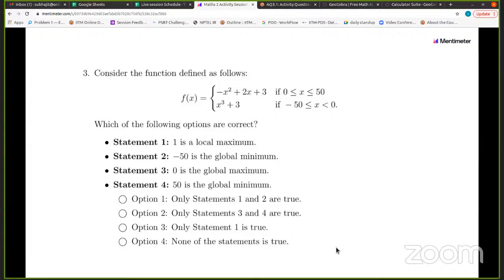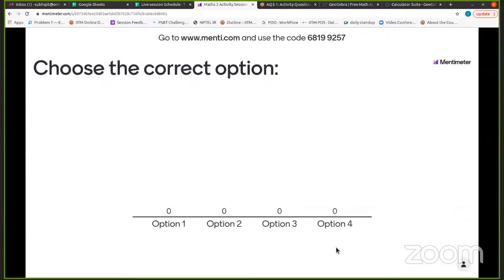Sir, can I know the code to join the Mentimeter? Let all of them solve this, then I will go to the next page. In a minute or two, I will go to the next page. No, sir, I was asking about the code to join the Mentimeter. Okay, this code basically. Thank you.